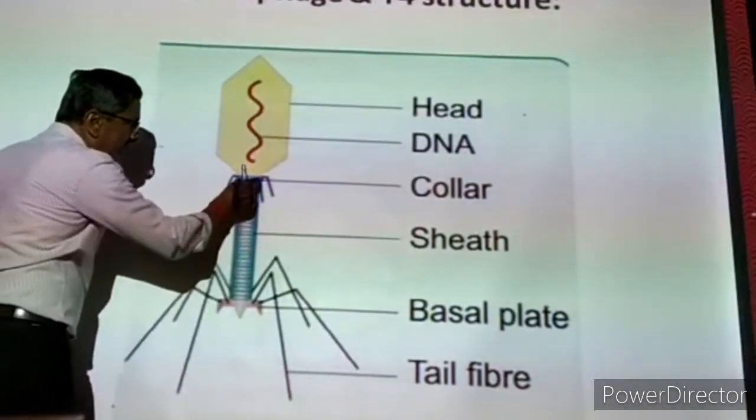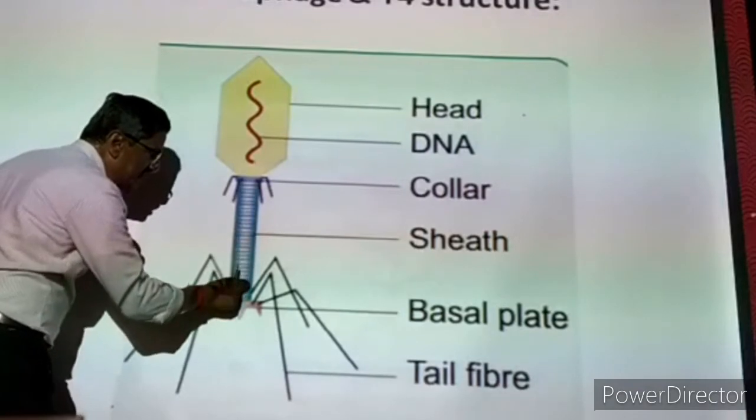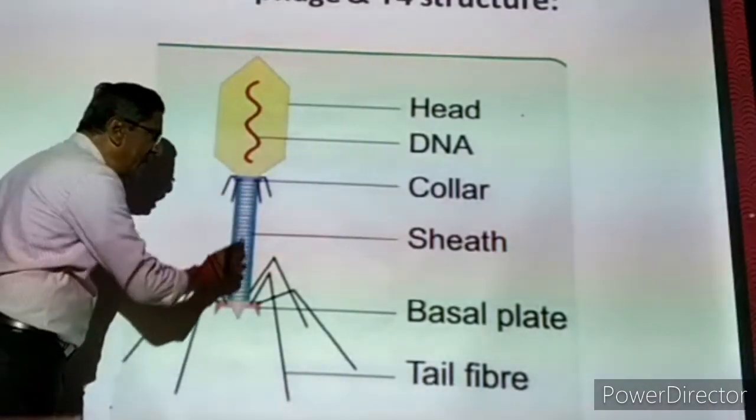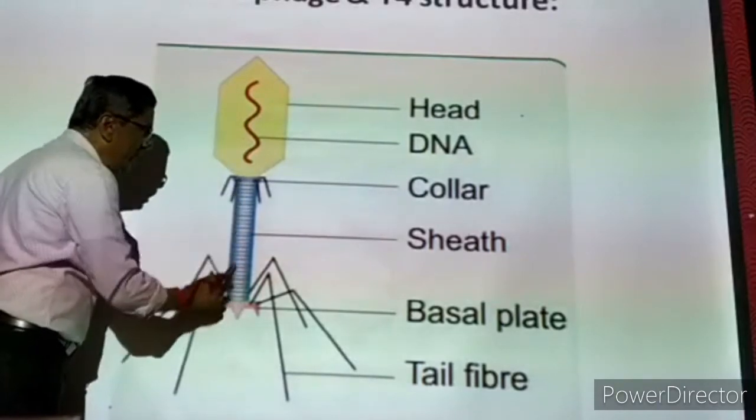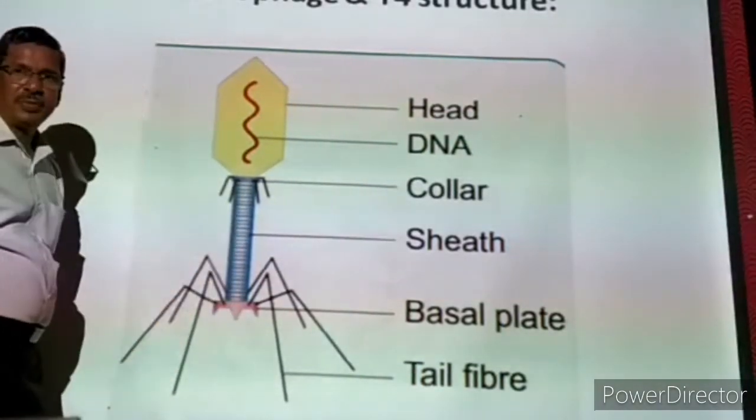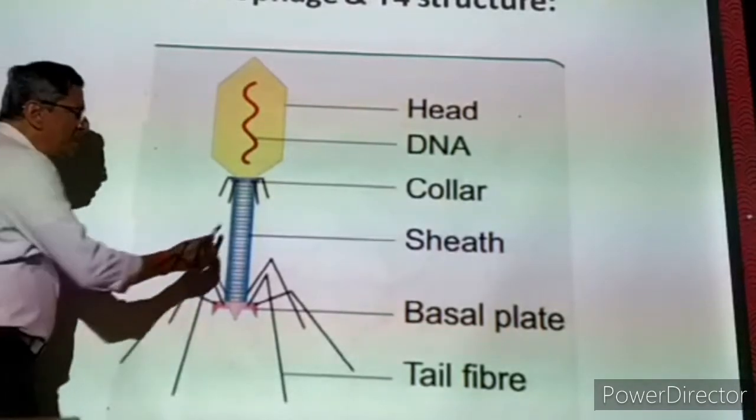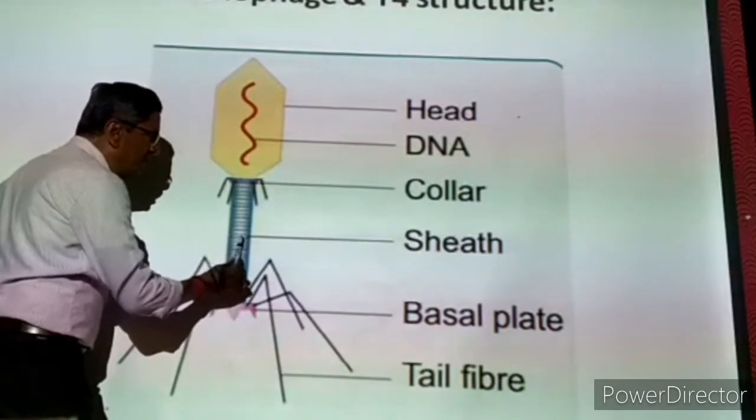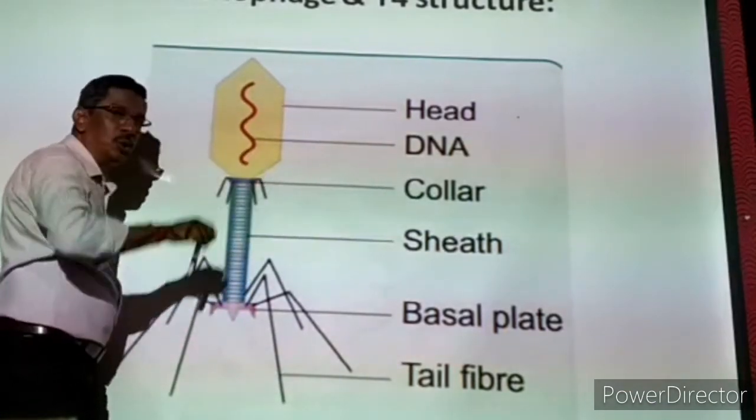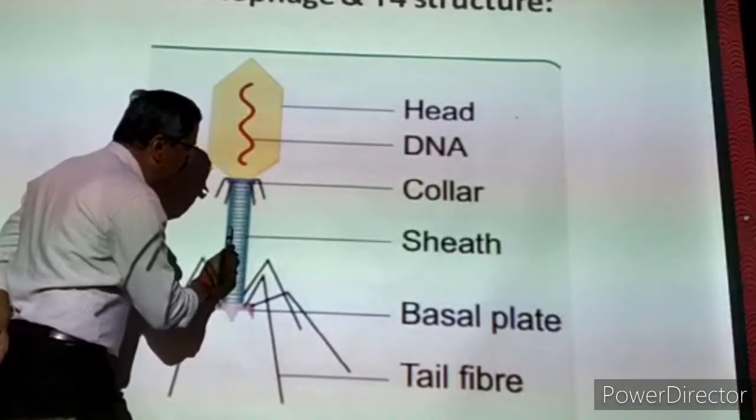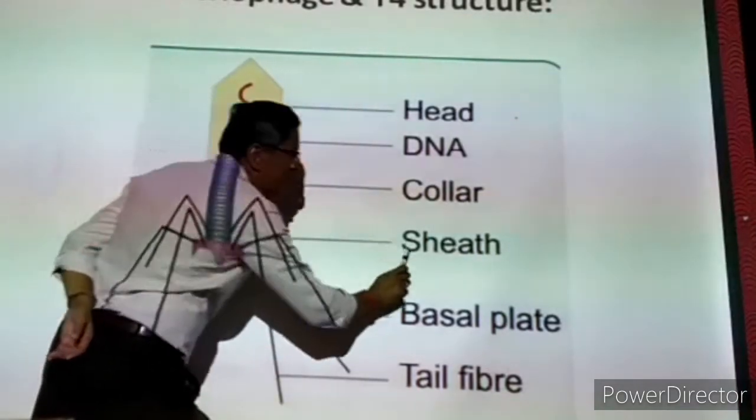Then below the collar, a long cylindrical part is present. A long cylindrical thread-like structure, very, very narrow. It is not broad like the head. This portion is called the tail. But the tail has only a protein coat at the outer region, and inside it is a hollow cavity, like a tube-like structure. So the outer covering of the tail is called the sheath.